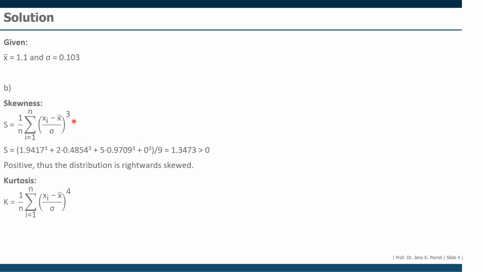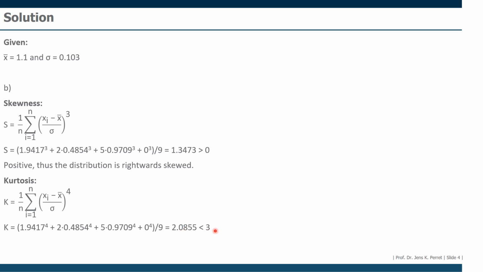The only difference: do not take this to the power of 3, but to the power of 4. So while the skewness can be positive or negative, the kurtosis is either 0 or positive. It looks similar to before. Instead of the power of 3, I'm going with the power of 4. Adding all of this up, divide by 9. I get a kurtosis of 2.0855. Here the important value to remember is 3.